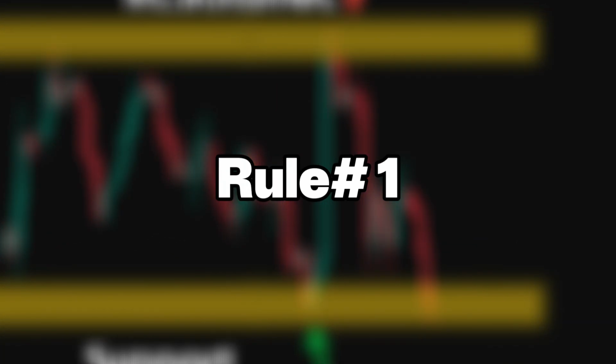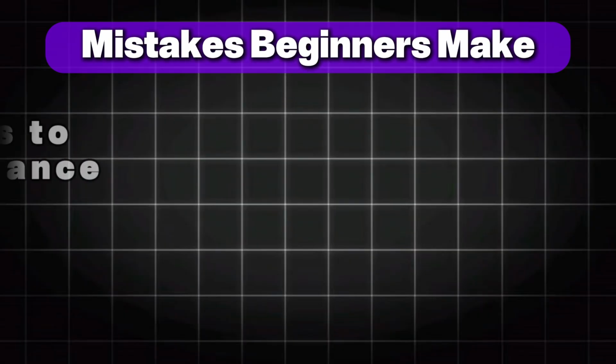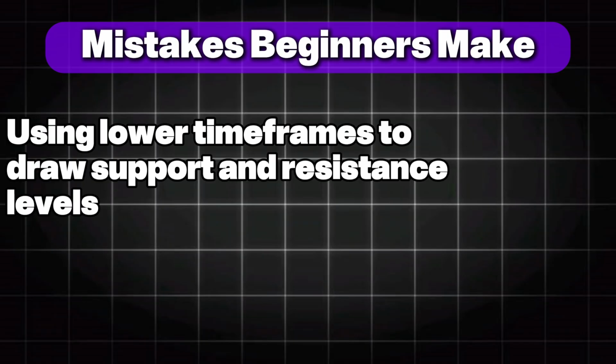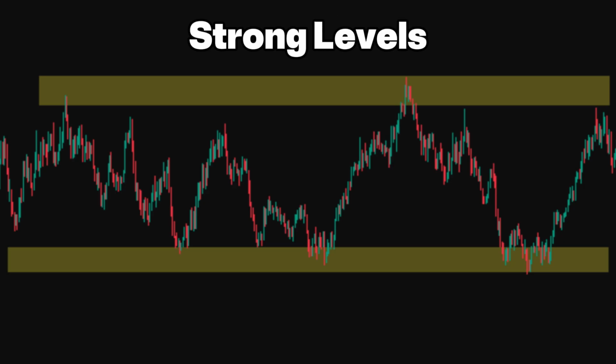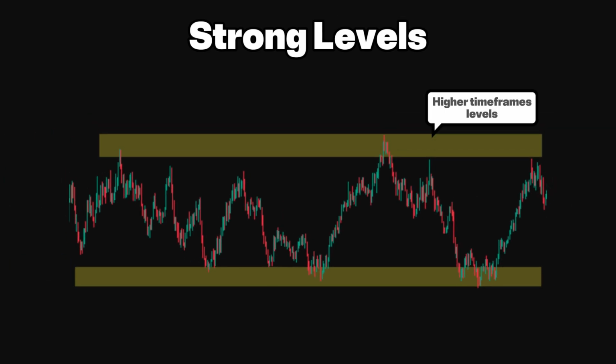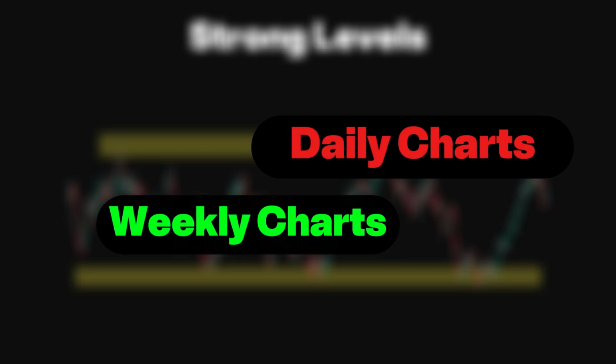Rule number 1. Always start with the higher time frames. This rule alone will instantly improve your trading. Most beginners make the mistake of drawing support and resistance on very low time frames, like the 5-minute chart. The problem is that lower time frames are noisy. They show a lot of random movements that don't matter. Strong levels, however, come from higher time frames, specifically the daily charts and the weekly charts.